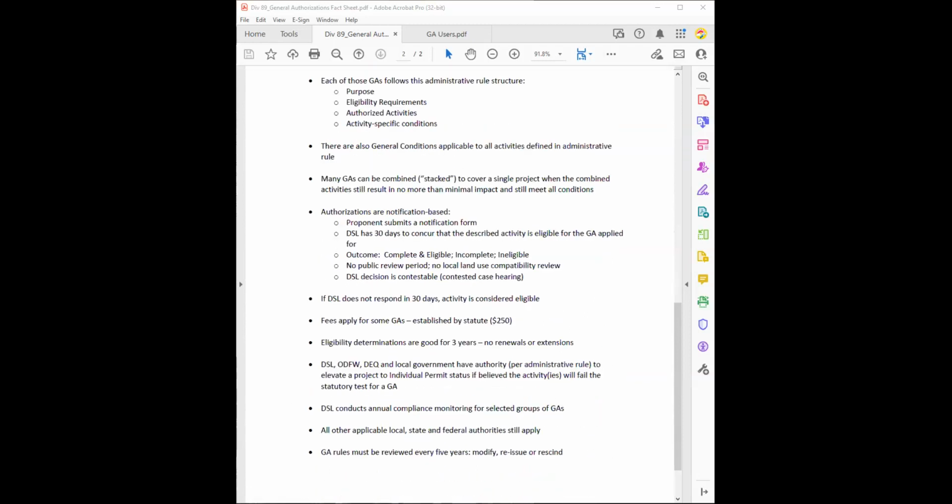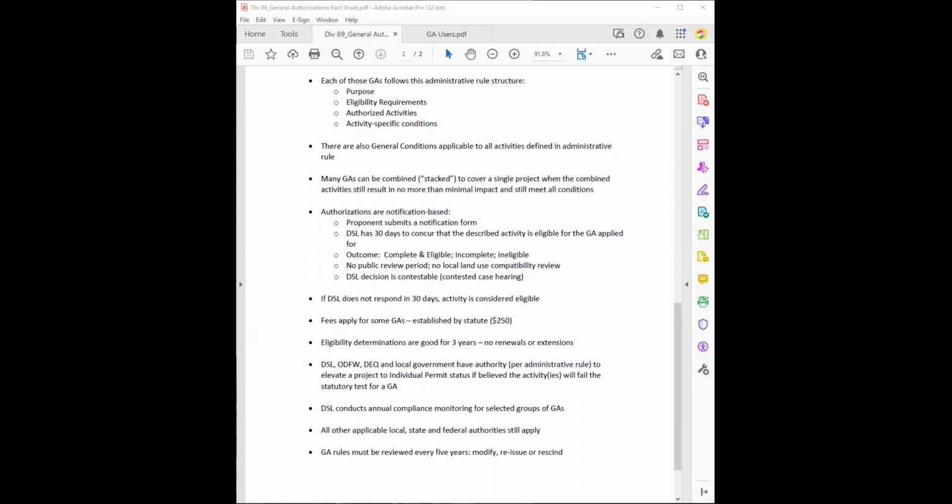Next point, and I think it'll be helpful for you to understand, is that each of our general authorizations for those 9 activities that I just went over all have the same structure. They start by talking about what is the purpose of that specific general authorization? What are the eligibility requirements if you want to qualify for it? What exactly are the activities that fit under each of those? And then finally, what are the specific conditions that you'll have to meet when you construct that project? There are also general conditions that apply kind of as a blanket across all of our general authorization activities. So you have to meet both the general conditions that are upfront in the rule, as well as the activity-specific conditions.